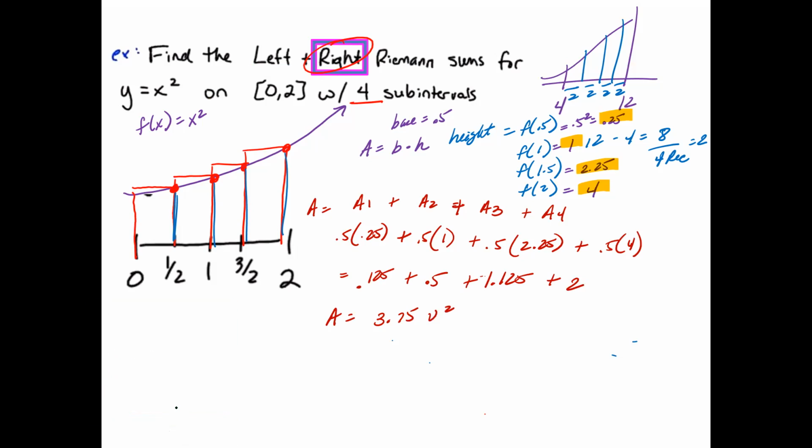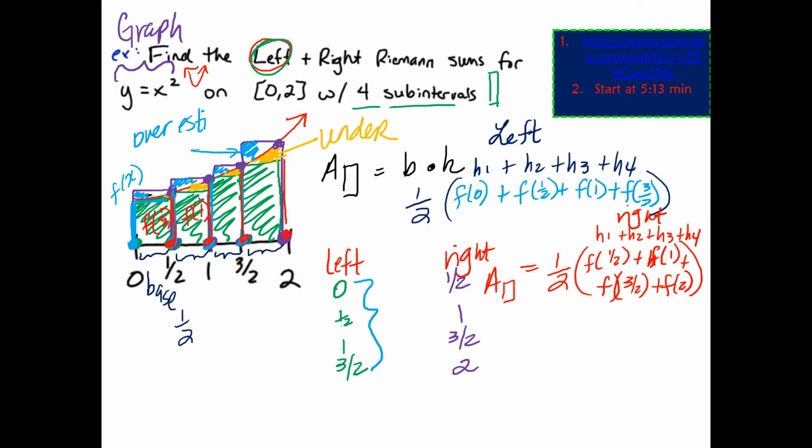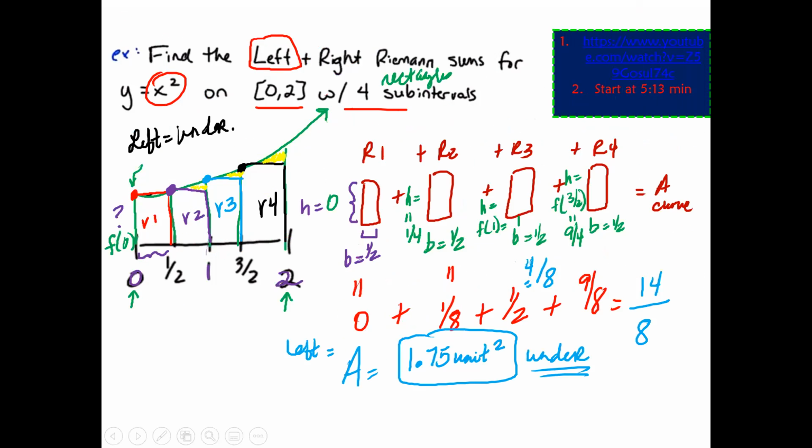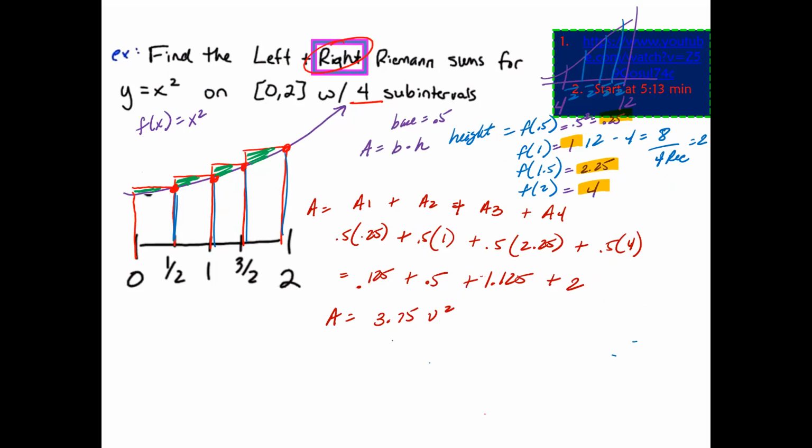And take a look over here. Do you see the little green areas right here that are above the rectangle? Those are going to be an overestimation because you're going above the curve. So just keep in mind that the 3.75 is an overestimation on the area under the curve for y equals x squared.